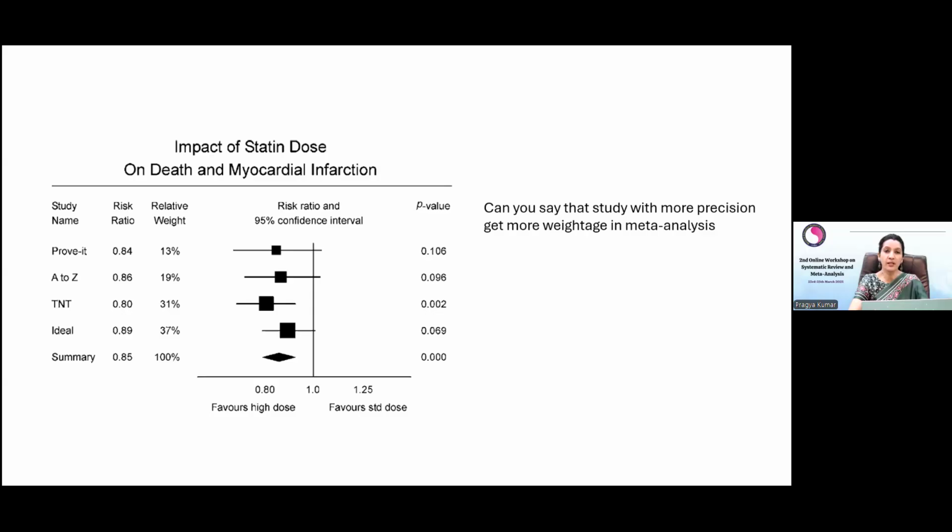So I was talking about the width of the confidence interval and the size of the square. What can you see here? Is it directly proportional? Can you see that the larger the confidence interval, the smaller is the size of the square in this case? Can you appreciate that?